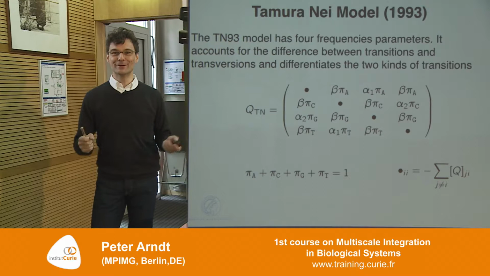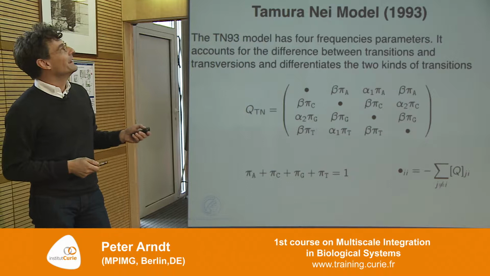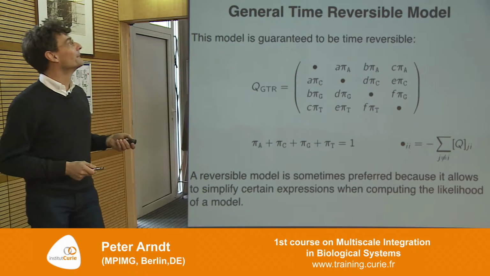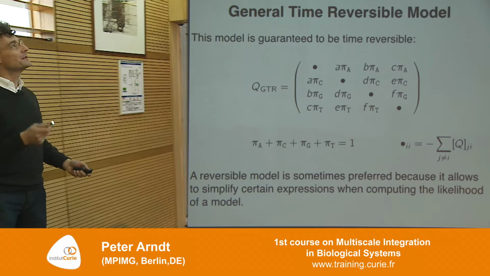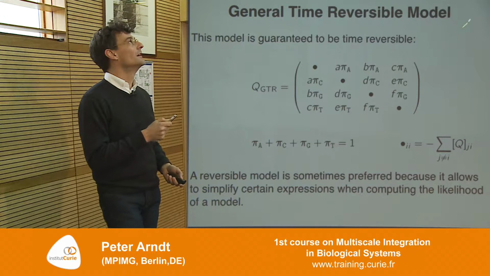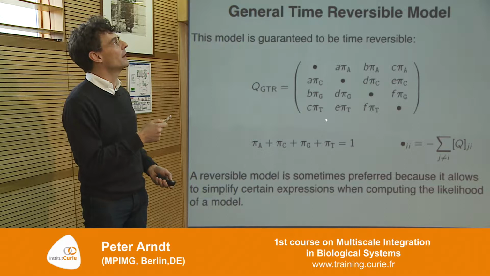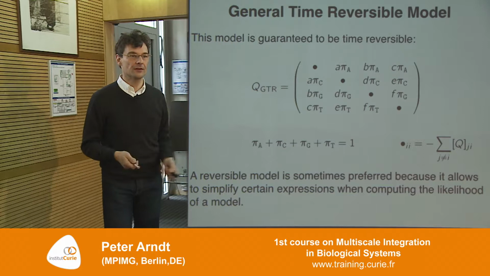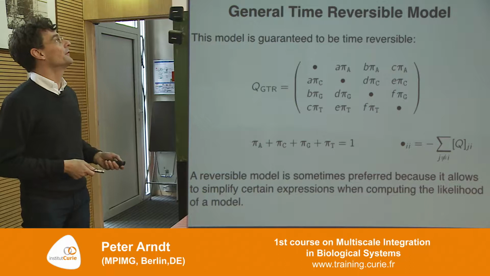Tamura-Nei came in '93. They just have two transition rates. This is another matrix. I guess you can see the slides at the very end. You will get them on the webpage, so you don't have to write everything down. So this is a general time reversible model. In this model you can specify the stationary state distribution, and you have six additional parameters, and it's guaranteed that this model is time reversible. So whenever you watch a movie, you can't see whether it's forward or backward.